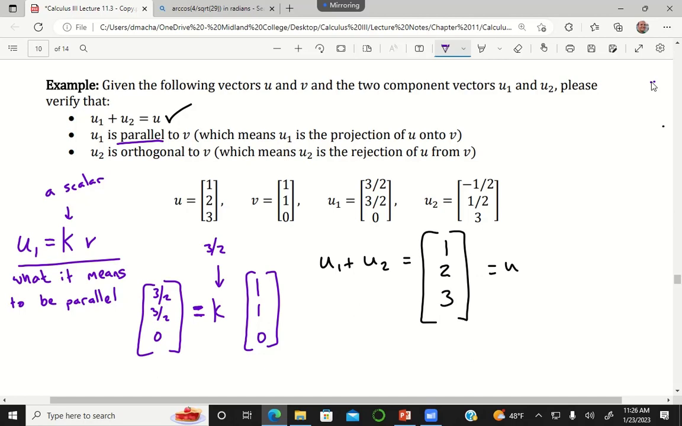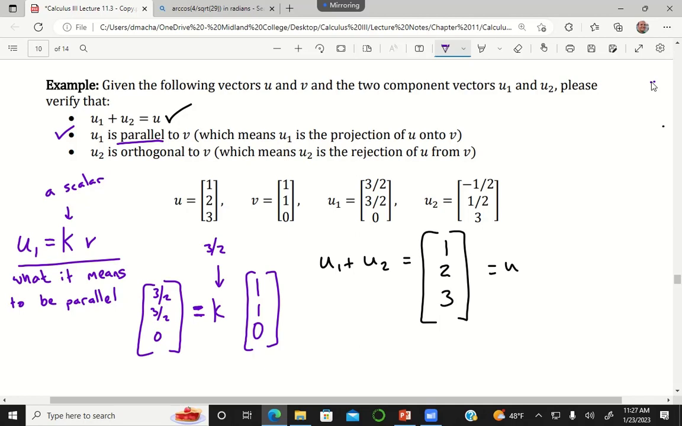There are situations where you can't find a scalar K. Like what if V was this? Then there's not going to be any K that makes that work, right? And so those would not be parallel. But anyways, that's how we know that those are parallel. So we've verified bullet point number 2 here.